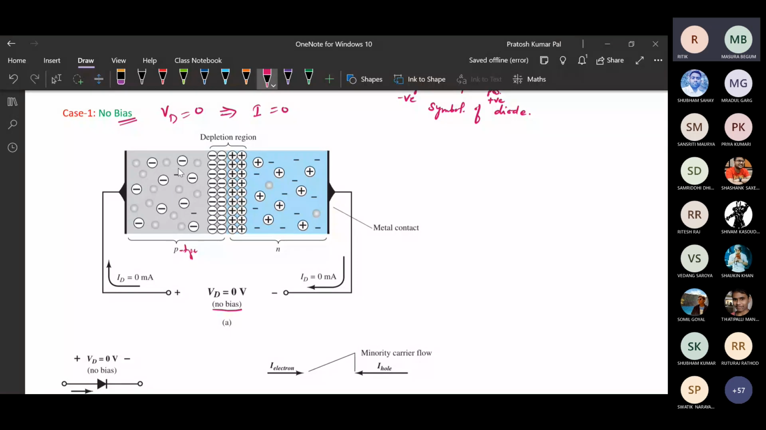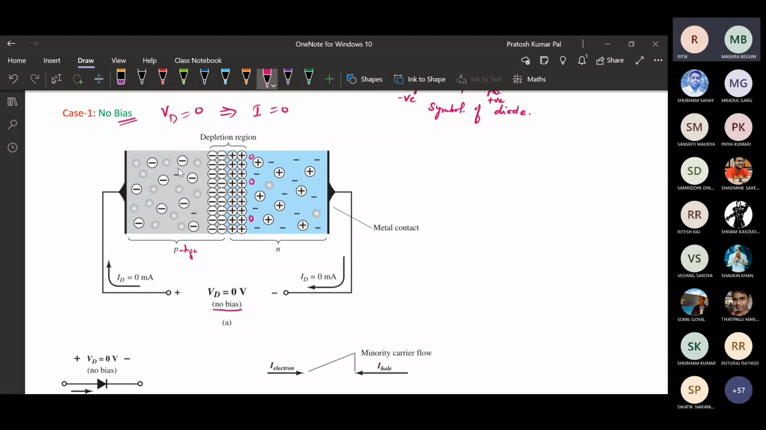But when no biasing is applied, that means Vd equals 0, at that time some of the minority carriers of the n-type region, that is holes basically, that are closer to the junction will be attracted by the negatively charged immobile ions of the p-type region.